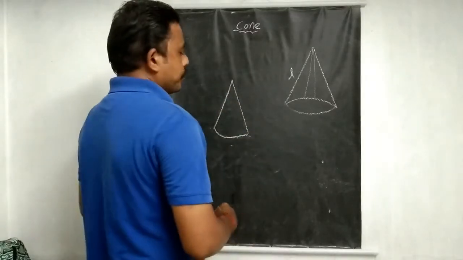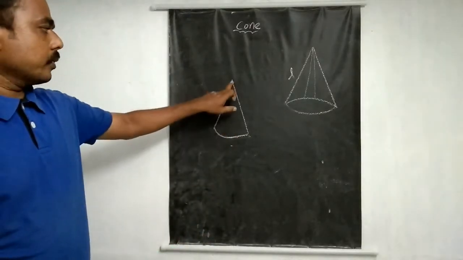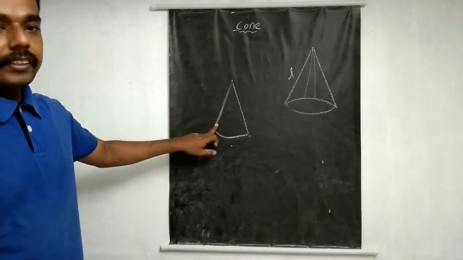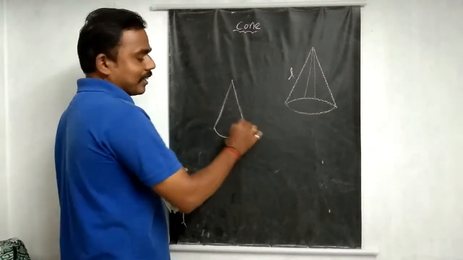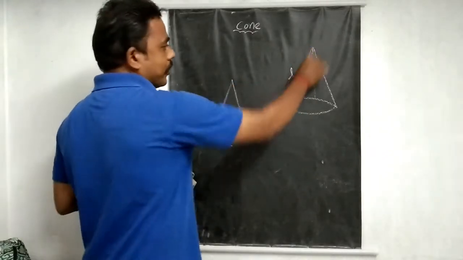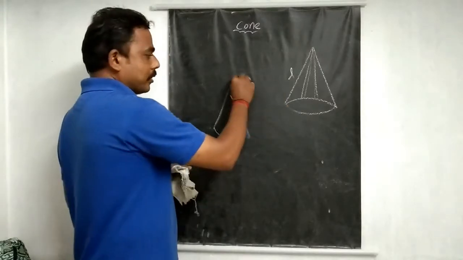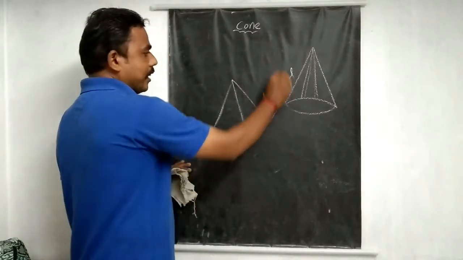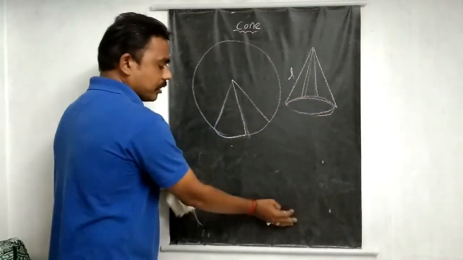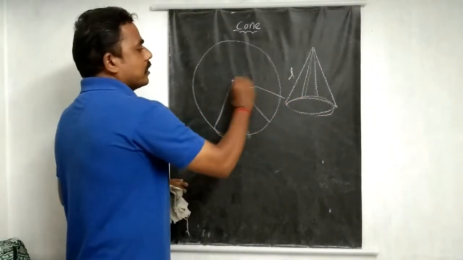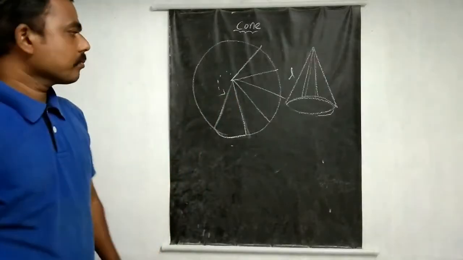Now we are going to use this slant height, and we are going to consider such a type of cross section. We cut here, and another piece, second piece, third piece. Like that, it definitely forms a circle. That circle is the base of the cone.